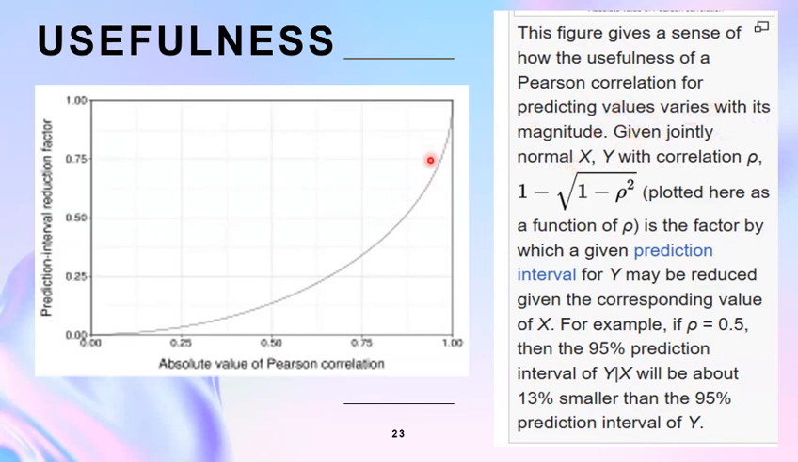Given jointly normal x and y, with correlation p, 1 minus the square root of 1 minus p squared, plotted here as a function of p, is the factor by which a given prediction interval for y may be reduced. For example, if we are going to interpret it at 0.05, we are going to draw a tangent here, so it might be reduced here, given the corresponding value of x. For example, if p is equal to 0.5, then the 95% prediction interval of y along the x will be about 13% smaller than the 95% prediction interval of y.